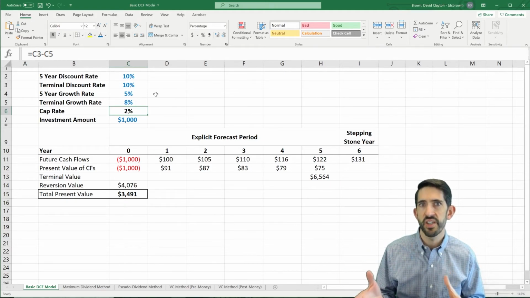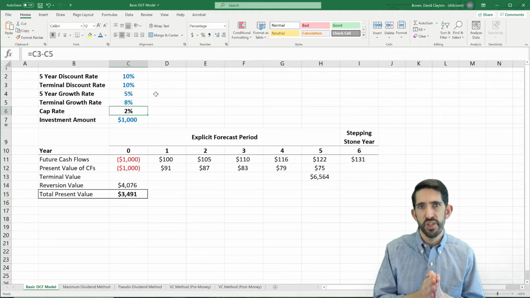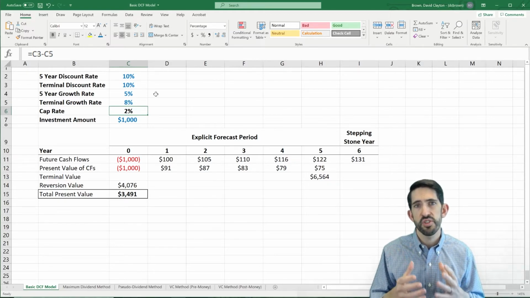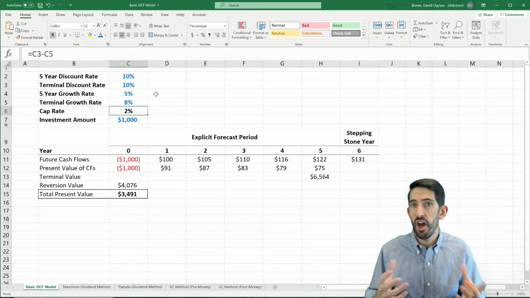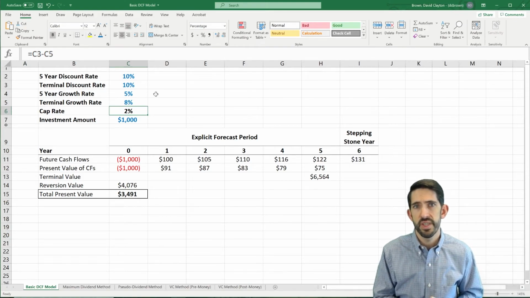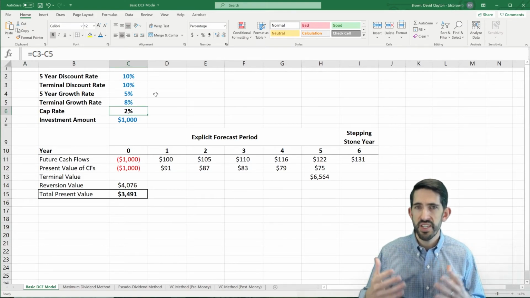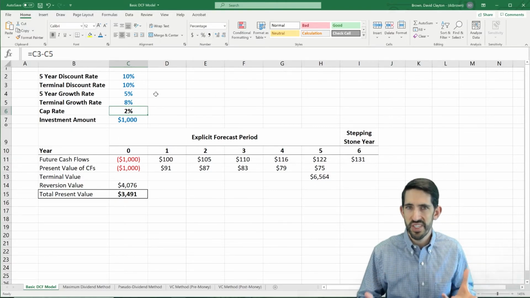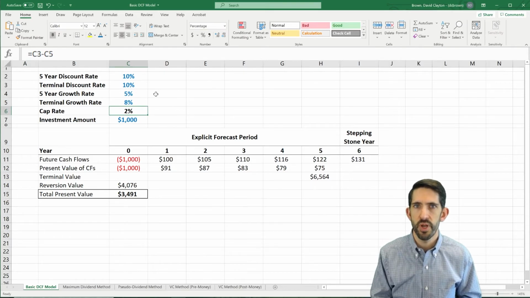So the takeaway here is that your terminal period is going to be much more important in your valuation. Oftentimes, terminal values make up as much as 80% of valuations of companies, even 100% sometimes if near-term cash flows are all zero or negative. And so really making our best effort to get that terminal growth rate assumption correct, or at least reasonable, is going to be really important for us.